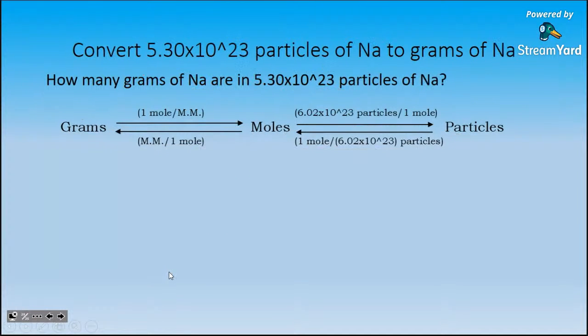So last problem. This 5.30 times 10 to the 23rd particles of Na to grams of Na. So I am converting, again, how many grams is the question of my substance in a starting amount of particles. So I'm going to take this starting amount of 5.30 times 10 to the 23rd. Grams are what I'm trying to find. Particles are my starting amount.